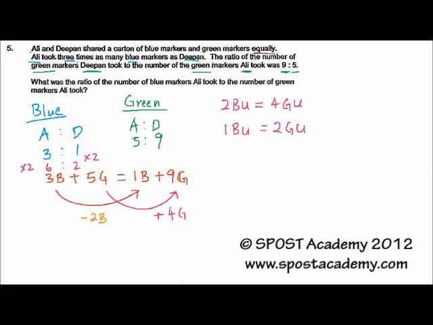So the question is asking, what was the ratio of the number of blue markers Ali took to the number of green markers Ali took again? So they want the blue is to green. So blue markers for Ali is 6 units. Green markers for Ali is 5 units. So the answer is 6:5.